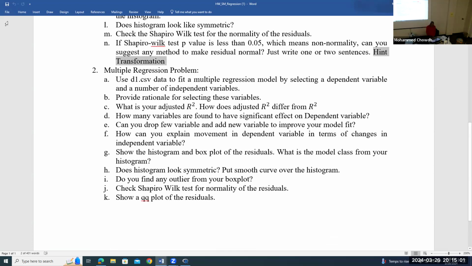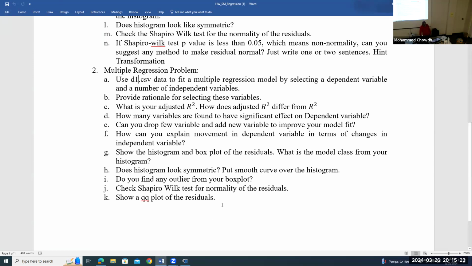So similarly for the multiple linear regression. Okay. Use D1 CSV data to choose dependent and independent variables, provide rationale. For why I said D1, it should be D3. Okay, it should be D3. It's a typo.